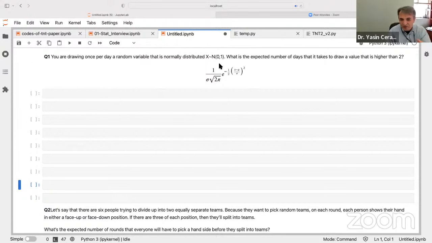Just for your information, this was not included in the question. But this is the equation for a normally distributed random variable, where mu is the mean and sigma is the standard deviation. You should keep this in mind during the interview. Somebody coming to a data science interview is expected to know the equation for a normally distributed random variable. This is the density function, right? So what is the expected number of days that it takes to draw a value that is higher than 2?